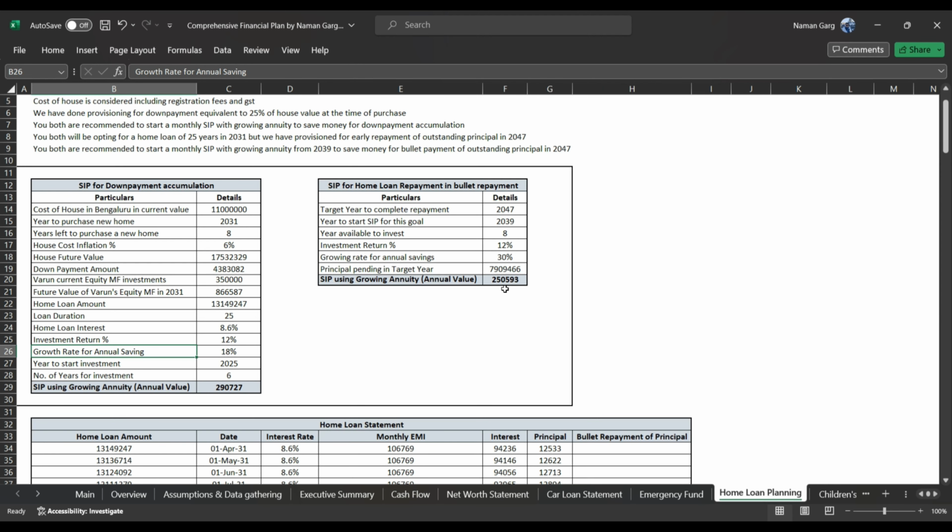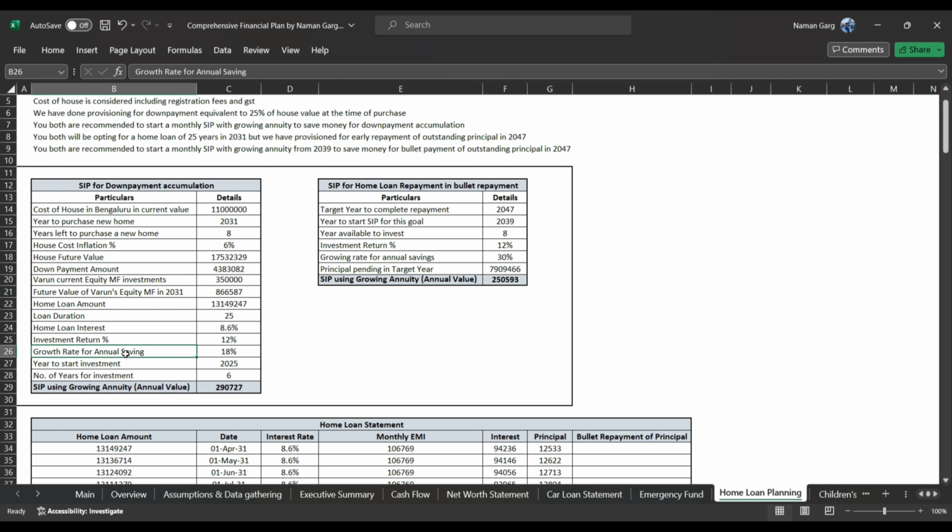Moving on to home loan planning. Now, this is one of the major financial goals in our life, which is to save for our new home. Over here, post considering the current value of your new home, I will help you to determine the amount you need to save every month for your new home. Similarly, I will be happy to assist in planning for the bullet repayment of your home loan.